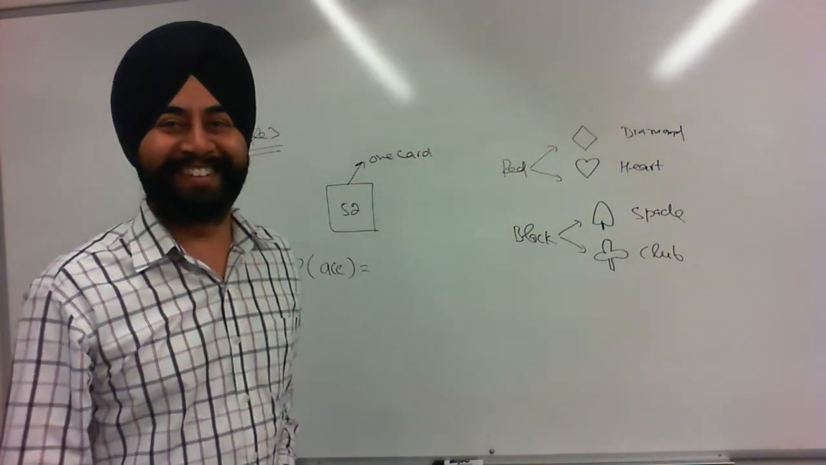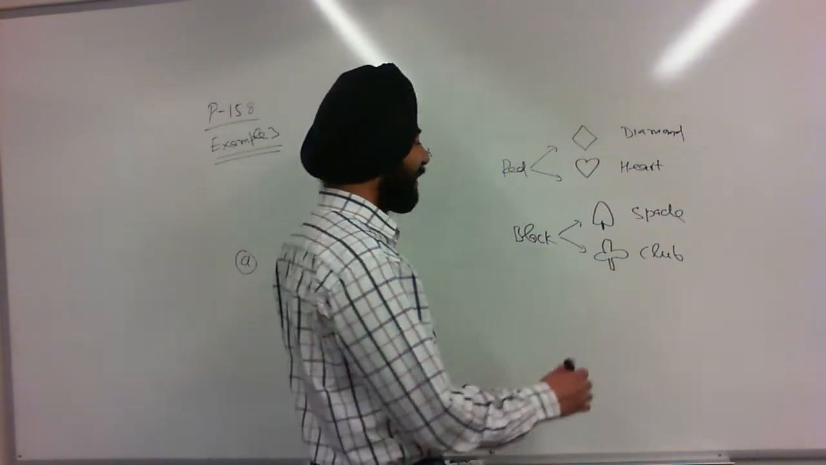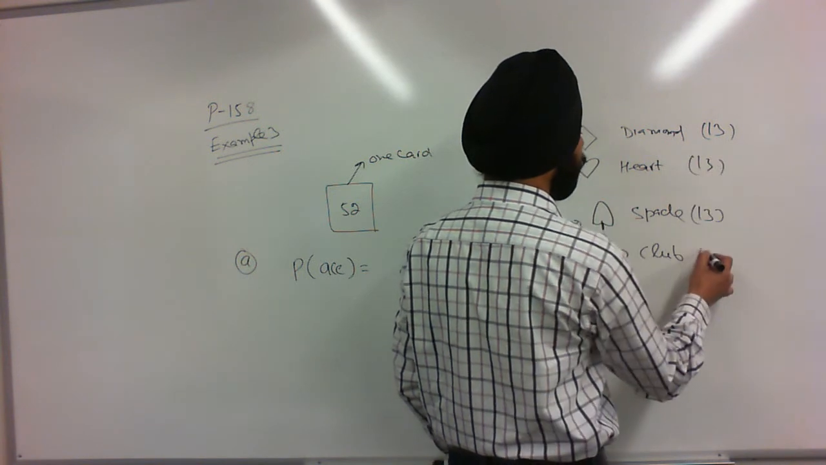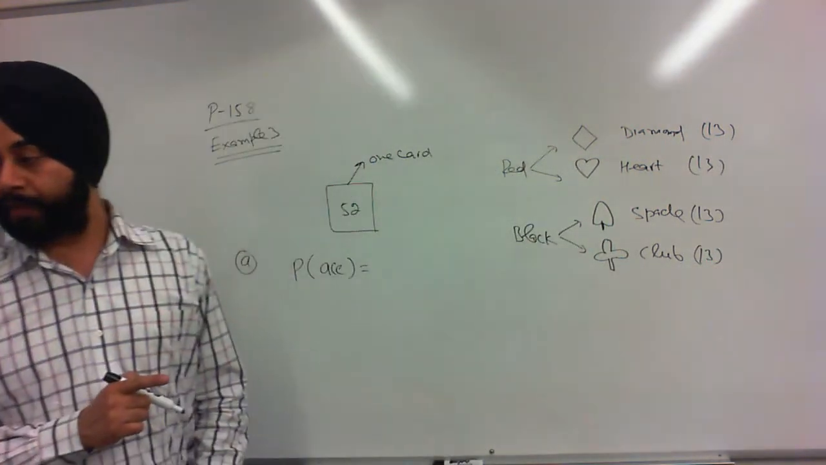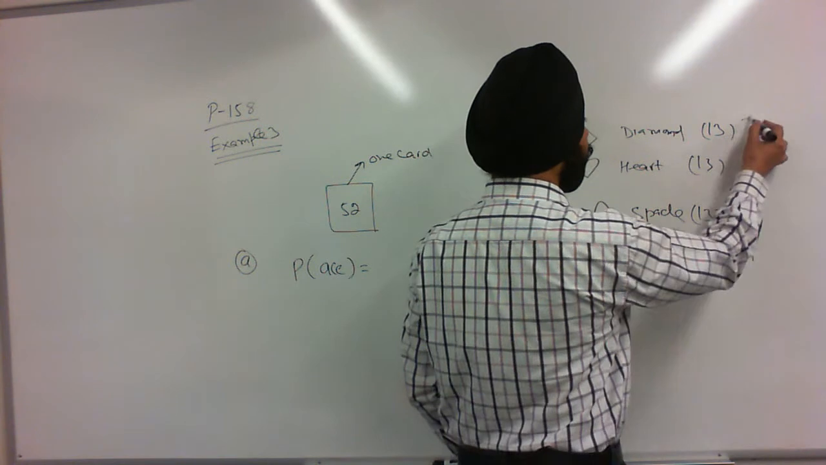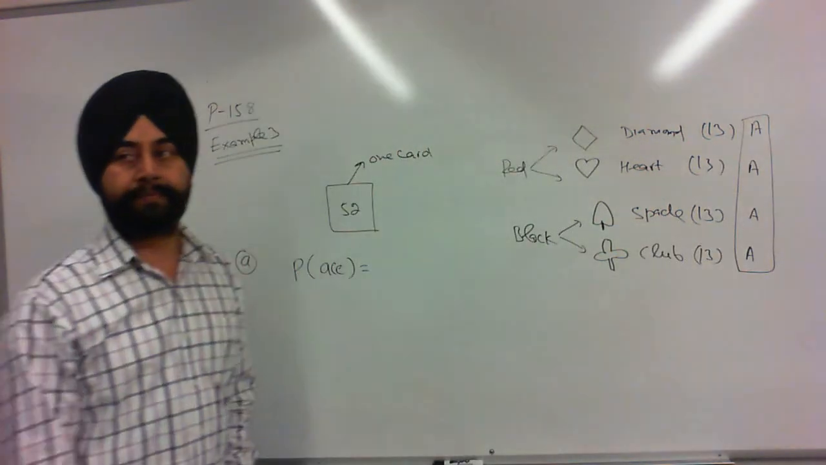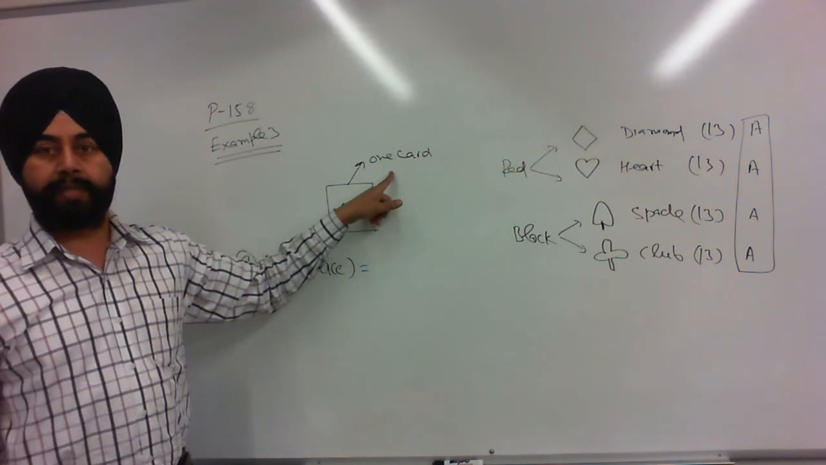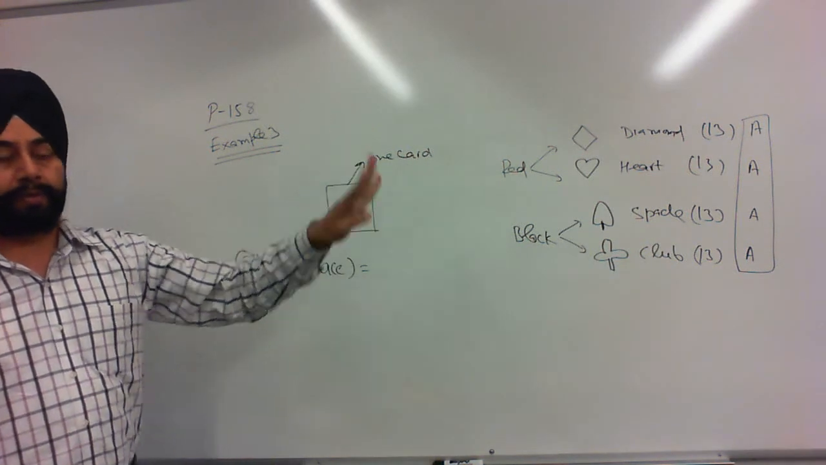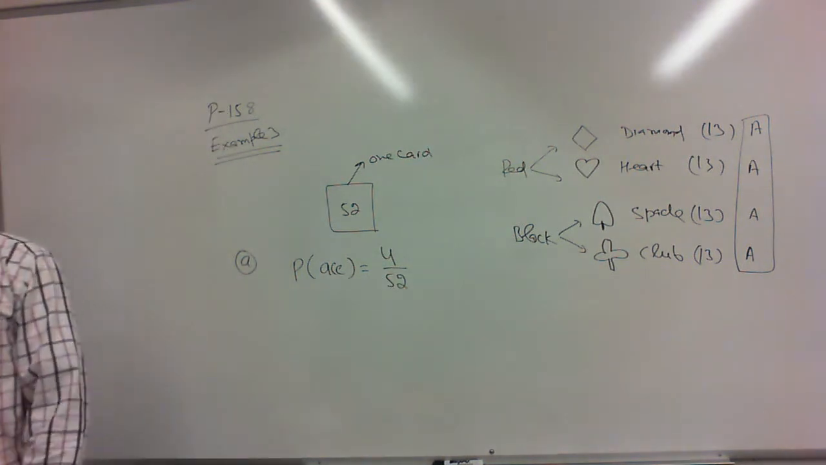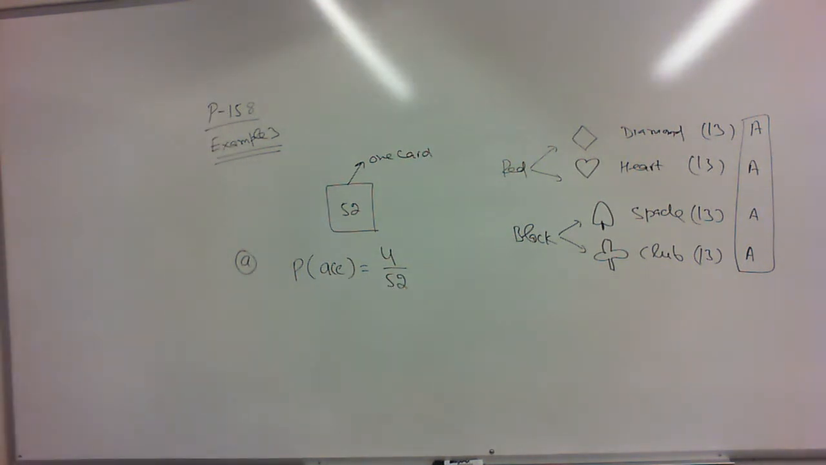And each of them has 13 cards. That's how you get 52 cards in total. And each of them will have an ace. So this one has an ace, A. So you have 4 different ace cards. You have to find the probability that the card that you drew is an ace. How many aces do you have? 4. And how many total cards are there? 52. So that is the probability of getting an ace when you draw a card out of 52.